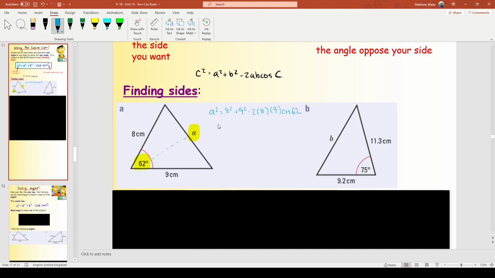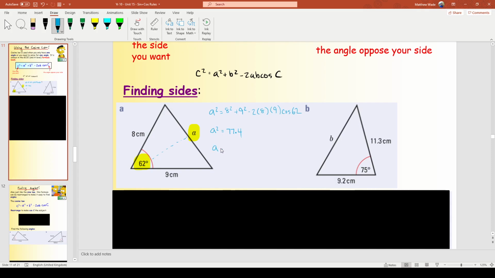It's a calculator job, so pop it all into your calculator. You can one-step it if you want, but in this one, I'm not going to one-step it. I'm going to give you the middle step, which means that a squared equals, and now we just have to type this whole palaver into your calculator. So 8 squared plus 9 squared, take 2, 8, 9, using the brackets. Make sure you use the brackets, cos 62, because that way your calculator never makes a mistake if you use brackets. And I got 77.4, which unfortunately is a squared and not a.